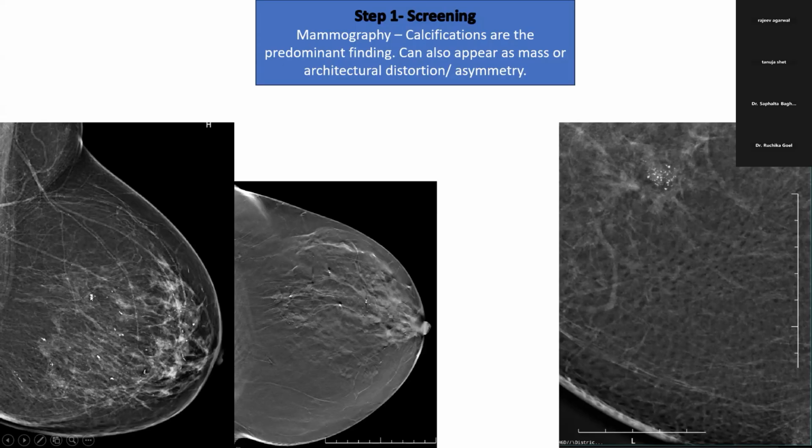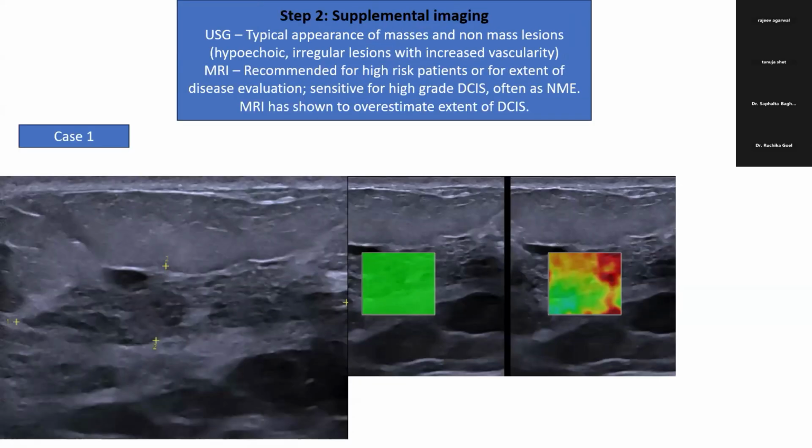The predominant finding in a mammogram is the calcification, which can be fine pleomorphic, or coarse, or linear branching. This patient had coarse as well as fine pleomorphic calcifications. They even gave me this tomo picture where the fine pleomorphic calcifications are more easily visible. Similarly, in the second patient, we had grouped coarse and fine pleomorphic calcifications. In all these patients, after we see the suspicious calcifications, the next step would be to go for supplemental imaging that would include either ultrasound or MRI.